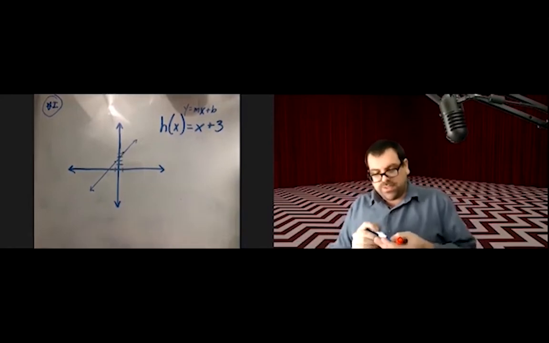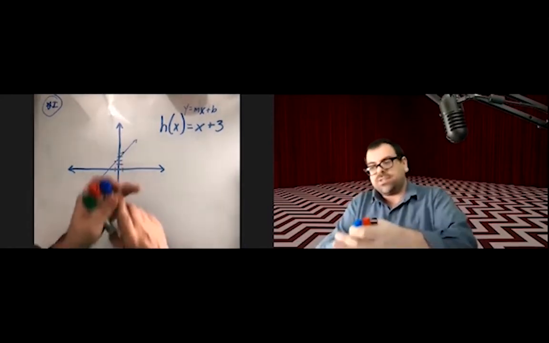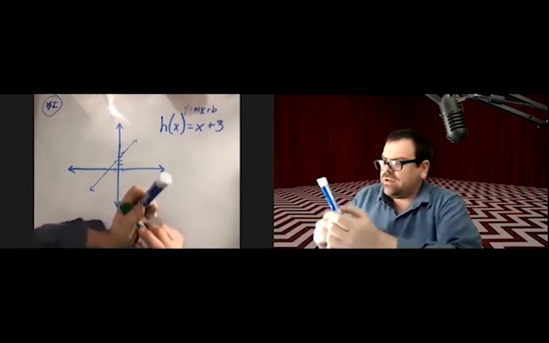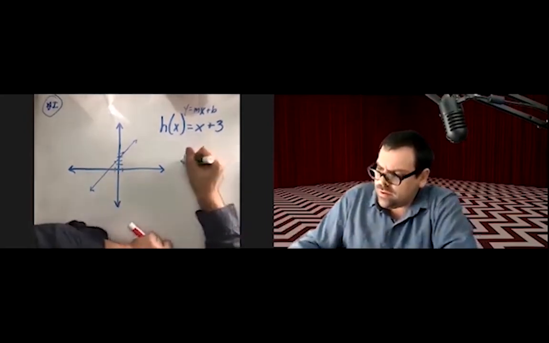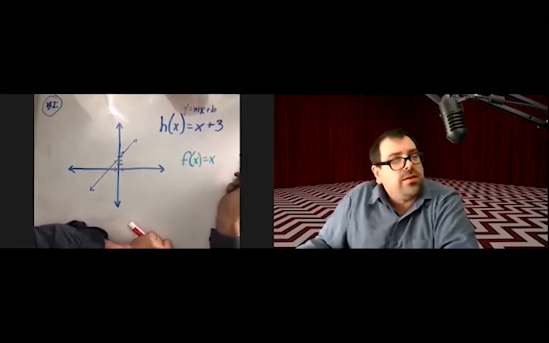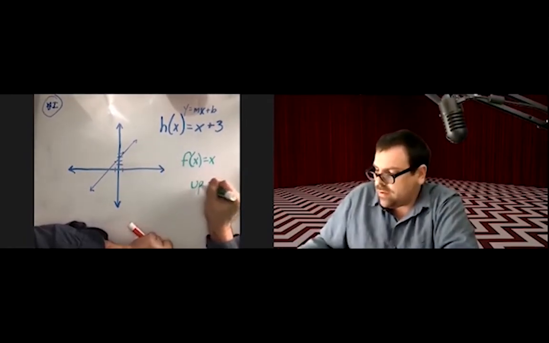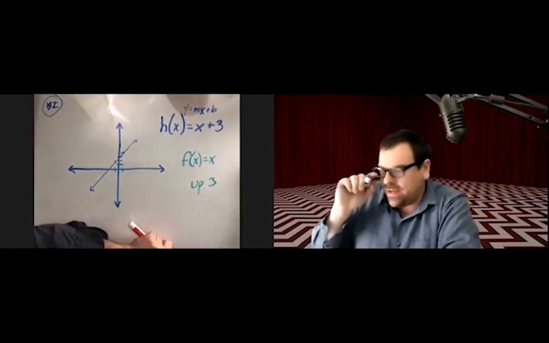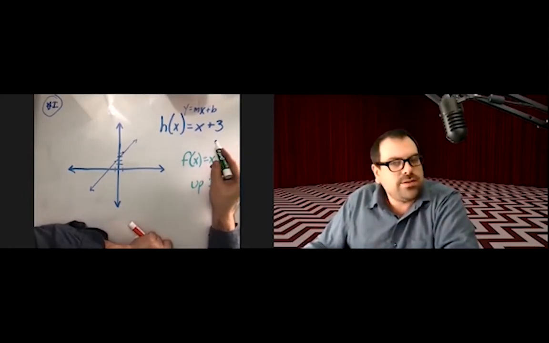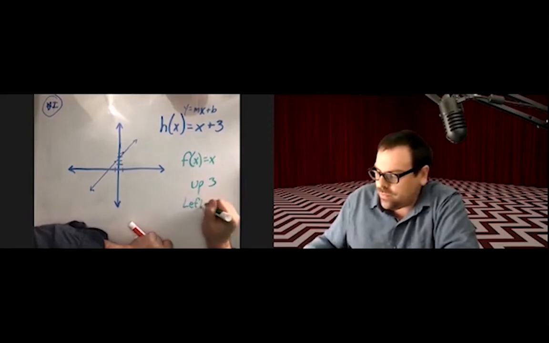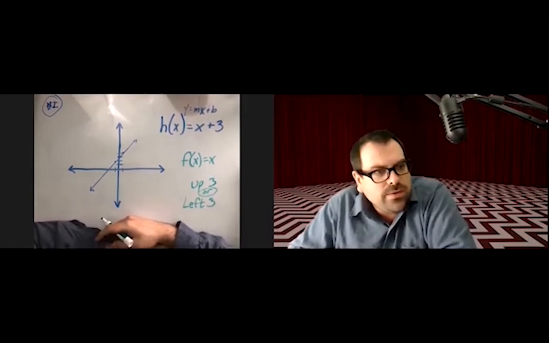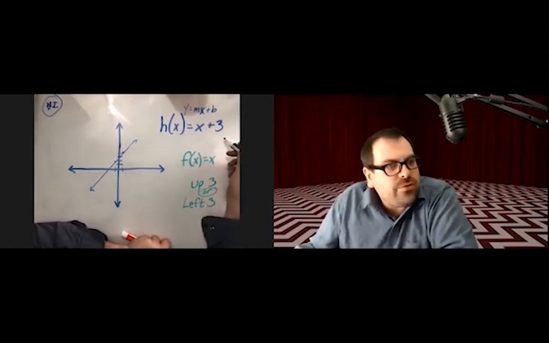So my question to you is, is this an upwards shift of the identity function, f of x equals x? Because we're adding 3 to the whole thing, so it should be up 3. But wait a minute. This can be considered just adding 3 to the x. So is it left 3? Is it up 3 or left 3?